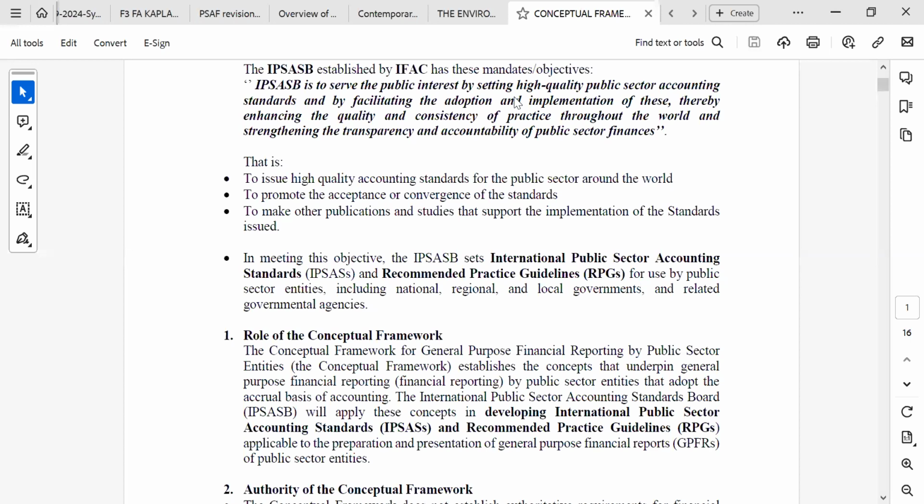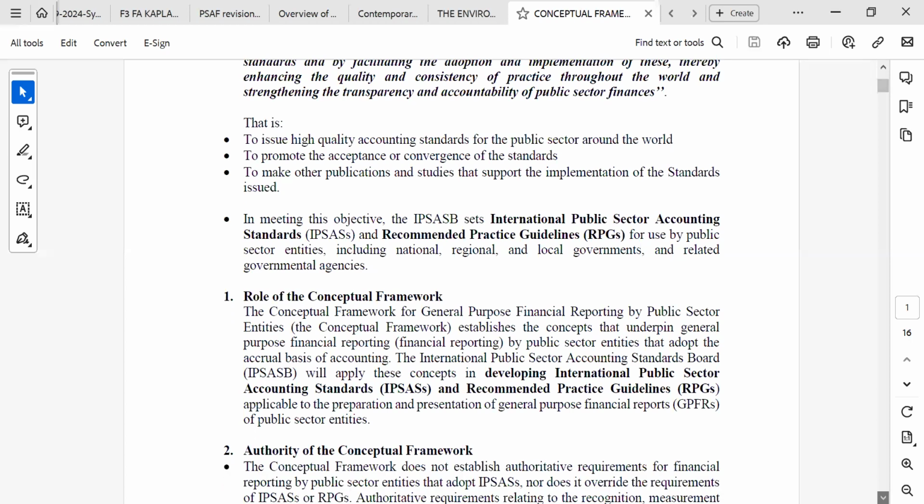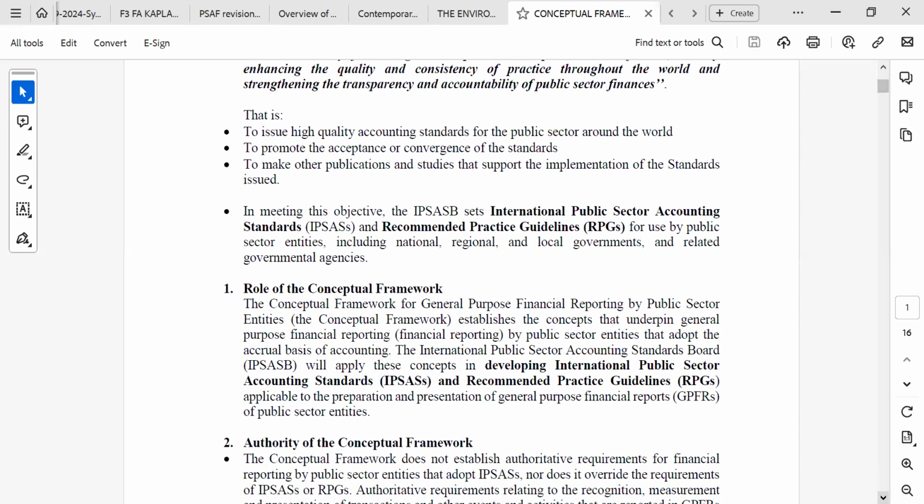So if you are using the cash basis, then it means that the conceptual framework will not be applicable to you, because whenever we purchase assets, we write all of them off in the year that they were purchased. So we don't have anything like assets or anything like liability. Okay, so that is it. Okay, so the board will apply this concept in developing international financial reporting standards and also recommended practice guidelines applicable to the preparation and presentation of the general purpose financial statements.